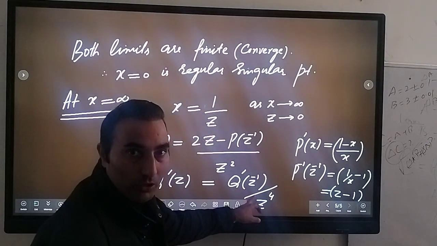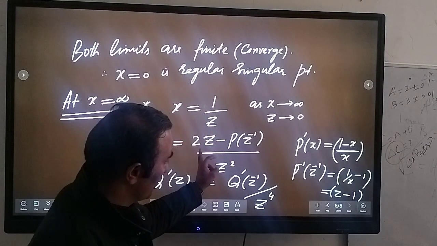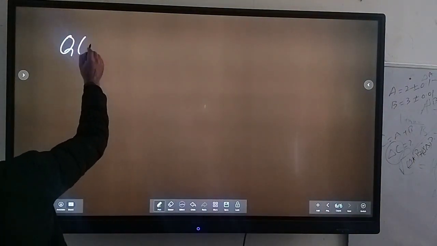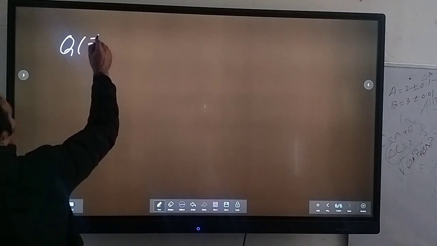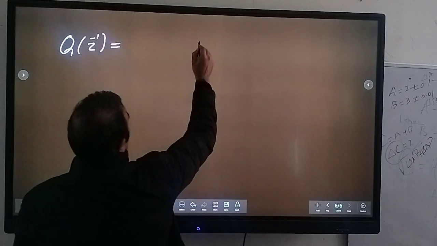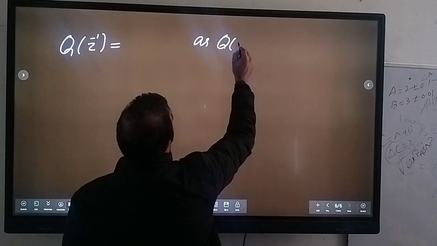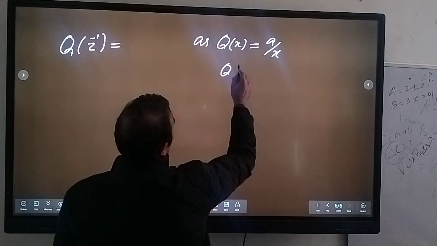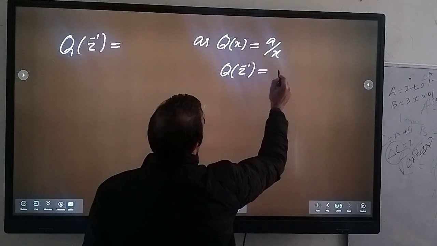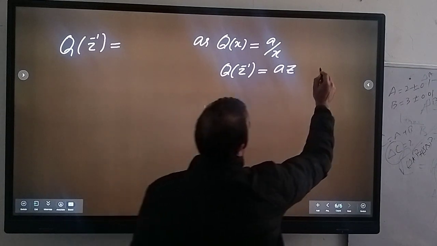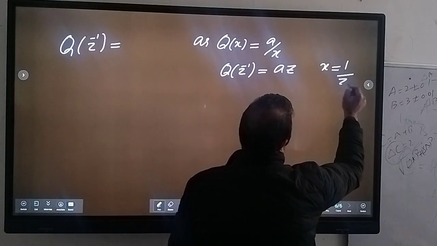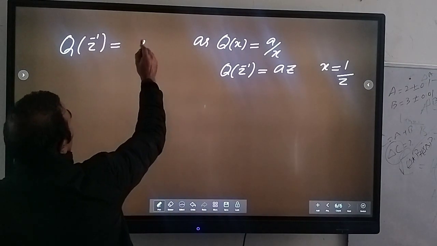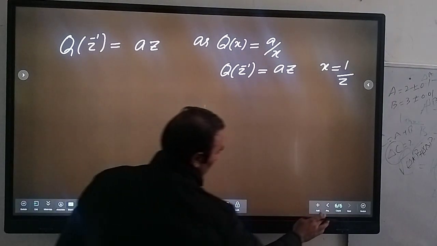And similarly, we need to calculate what's q dash of z inverse. So first let us check the first limit. Okay, let's write q z inverse. As you know, our q dash of x is equal to a by x, and this q dash of z inverse is equal to a into z, because x is equal to 1 by z. So x is equal to 1 by z, so you can write az. So that means q dash of z inverse will be equal to this. So we have this also.